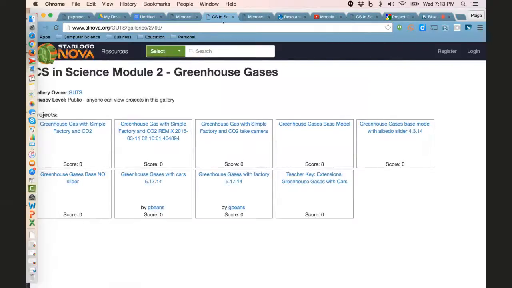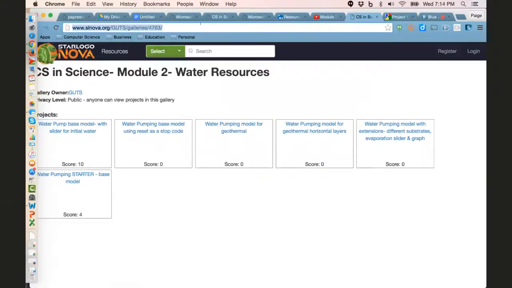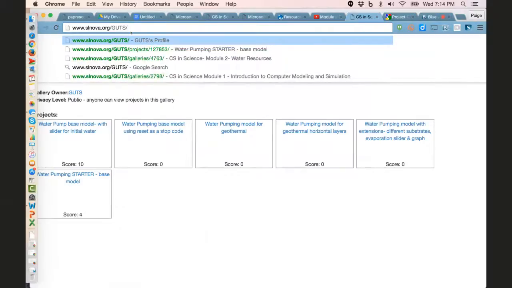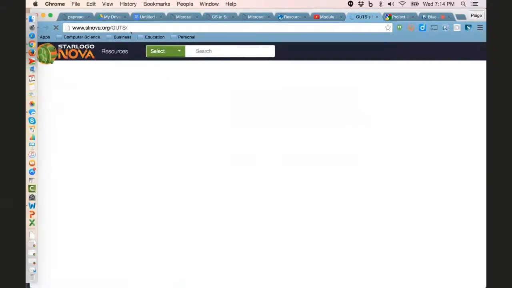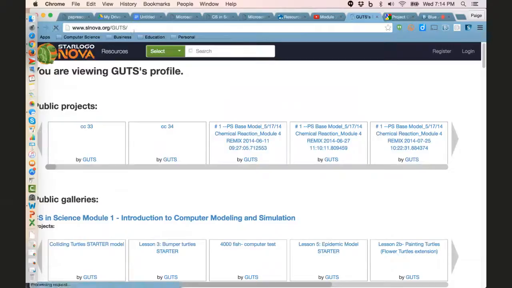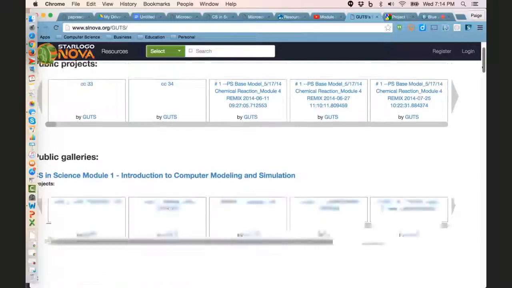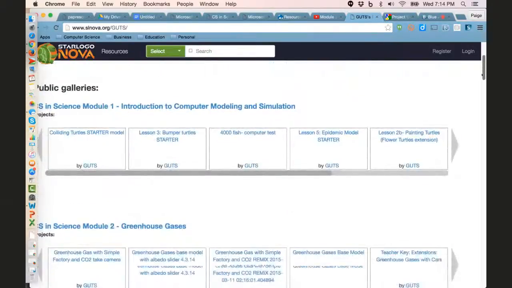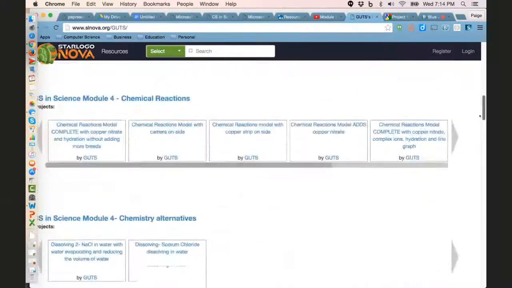So let me go through, we have a gallery that is specific to our curriculum. I'm in StarLogo Nova, and these are our galleries for GUTS. So you have slnova.org, and then you could get rid of that. And this is all of our galleries that are public. And so we have the galleries for all the modules plus a few other things.